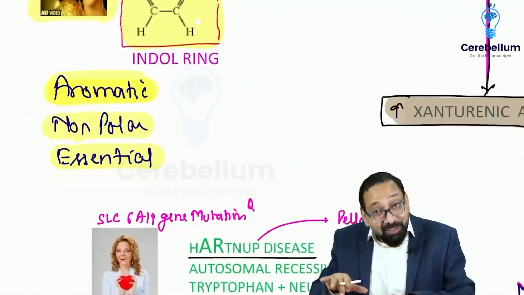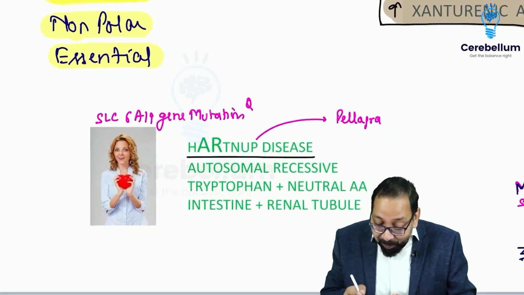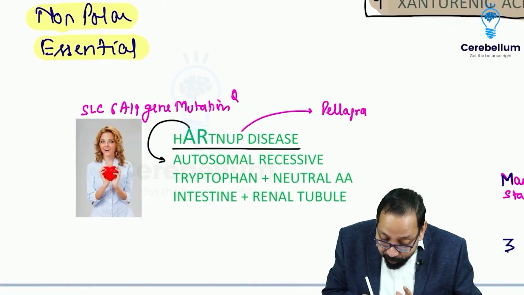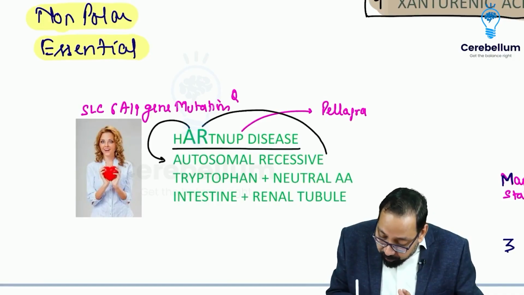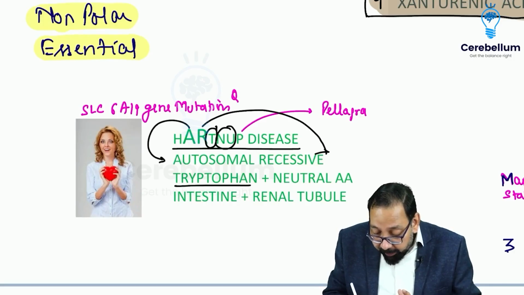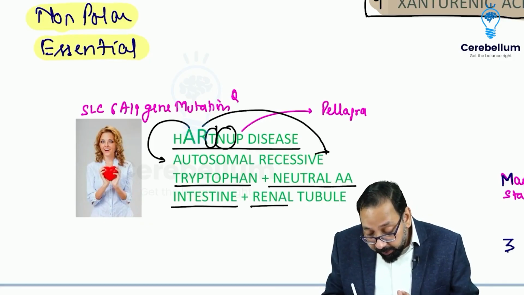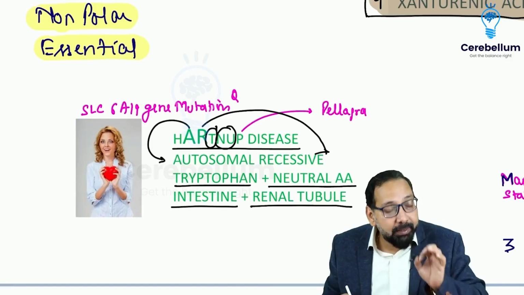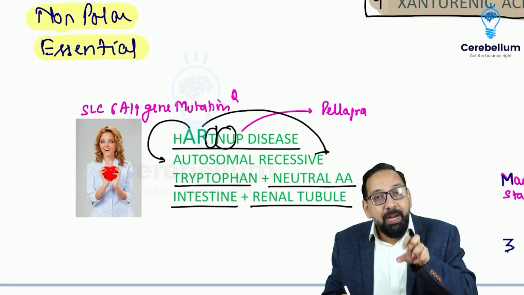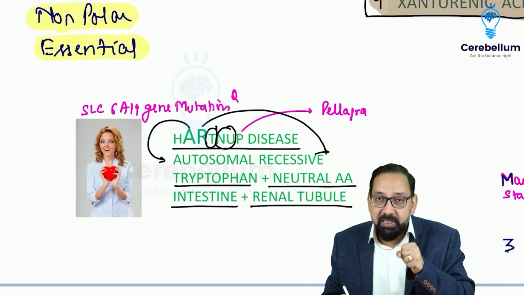So this is a misrelation of Hartnup disease with pellagra. Okay. So Hartnup: A for autosomal, R for recessive disorder, T for tryptophan, and U for neutral amino acid. So in Hartnup disease, tryptophan and neutral amino acid absorption is defective in the intestine and renal tubule. So in the intestine and renal tubule, tryptophan and neutral amino acids will not be absorbed. This is an autosomal recessive disorder.